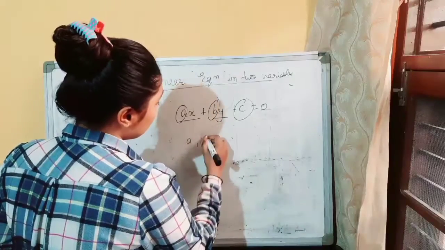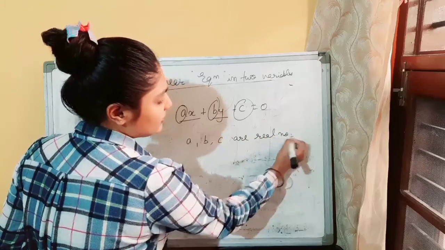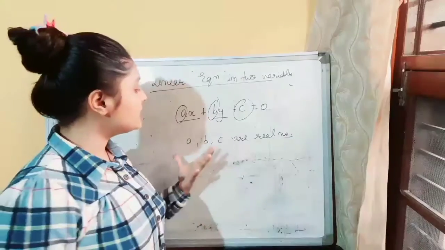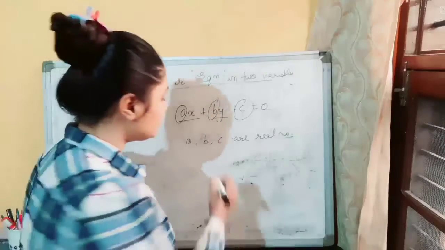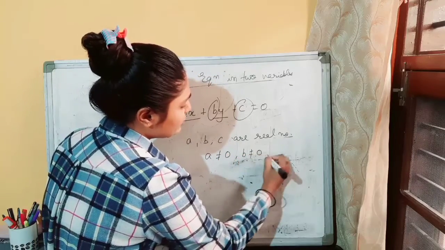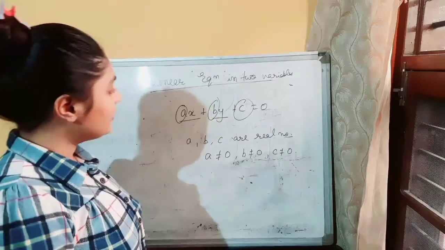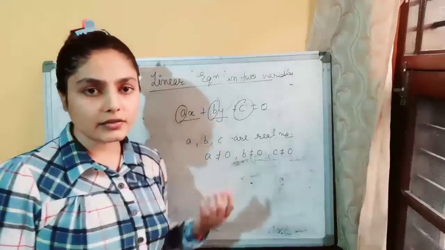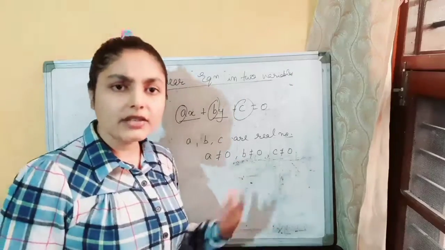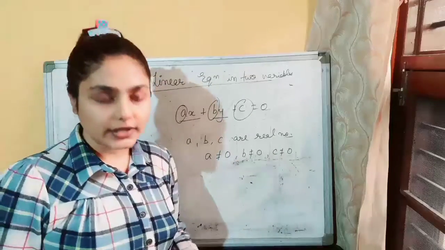So we can write that a, b, c are real numbers, any real numbers, and these are not equal to 0. So we can also write a is not equal to 0, b is not equal to 0 and c is not equal to 0. And in a linear equation, when we find the values of x and y and they satisfy this equation, then we know that the given equation in the question is in the form of two variables.